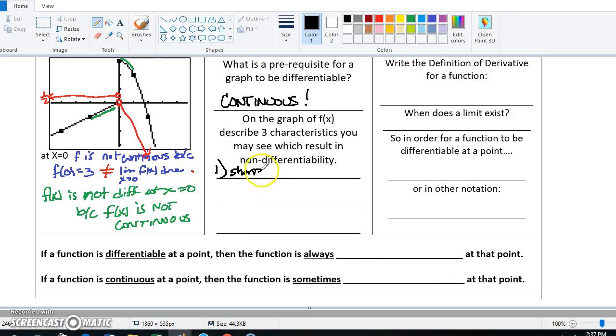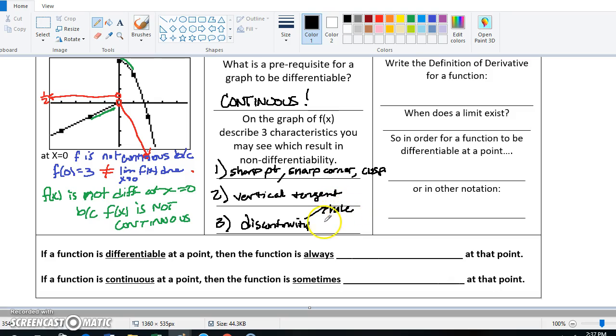1, you could have a sharp point, also called a sharp corner, or also called a cusp. Number 2, you could have a vertical tangent. And number 3, you could have discontinuity. Remember, what does discontinuity look like? It could look like a hole. It could look like a vertical asymptote. Or it could look like a jump.